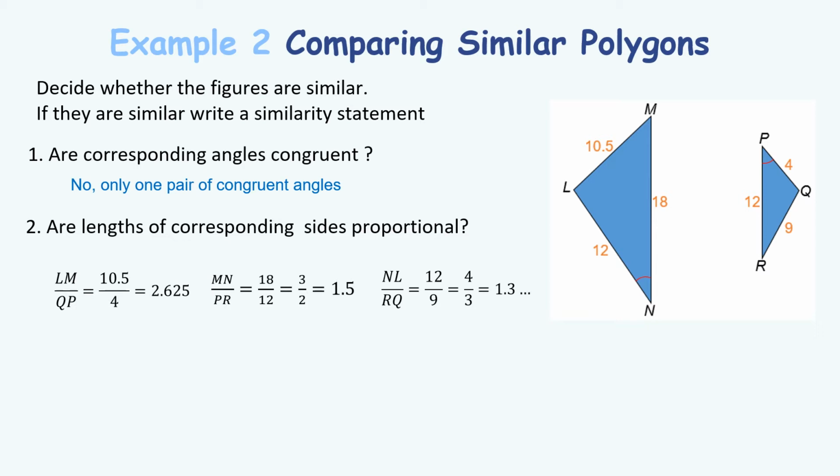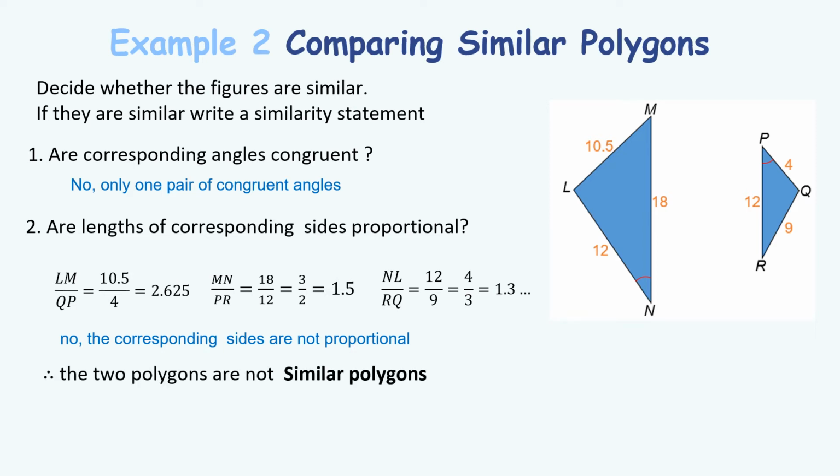So are the lengths of corresponding sides proportional, or if we want to say it that way, equal? And the answer is no, the corresponding sides are not proportional. Therefore, the two polygons are not similar polygons. Neither of the two conditions holds.